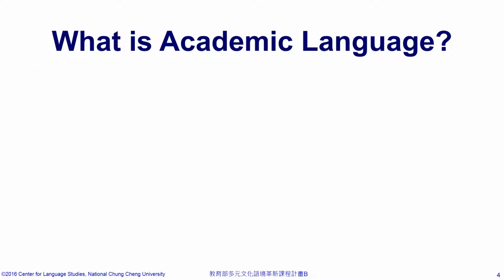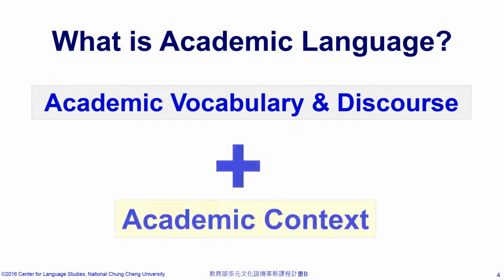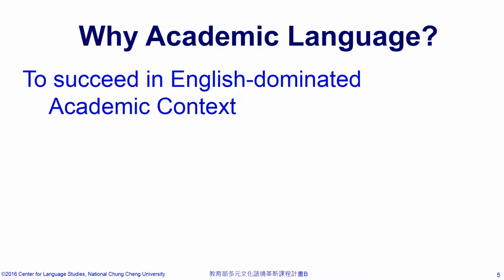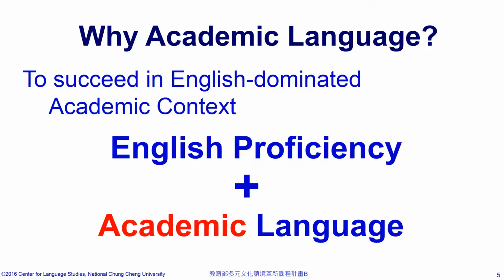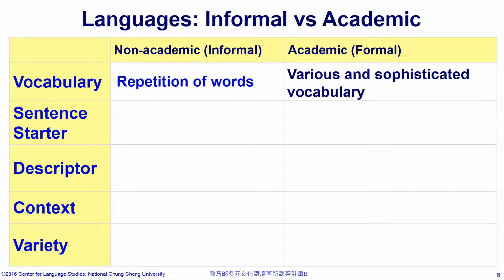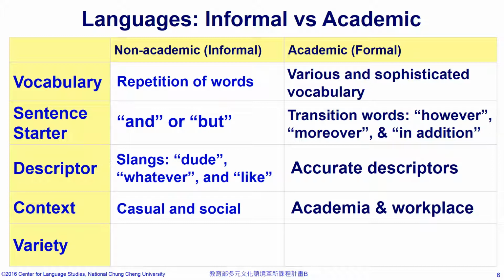So, academic language means using academic vocabulary and discourse in the academic context. We need to develop English proficiency concurrently with academic language to succeed in academic settings where English is dominant. So what's the difference between non-academic and academic language? They differ in vocabulary, sentence starter, descriptor, context, and variety.